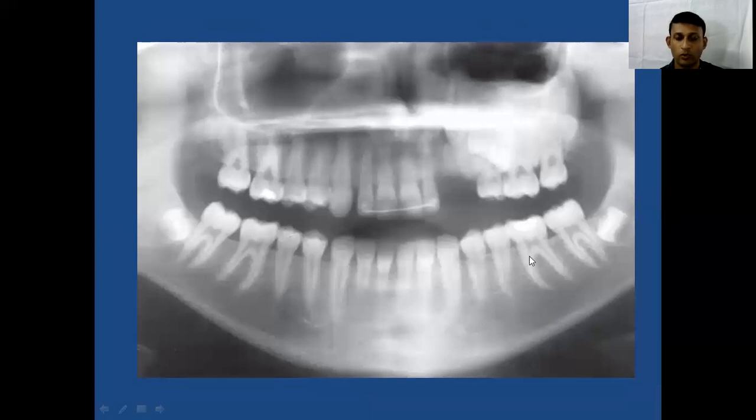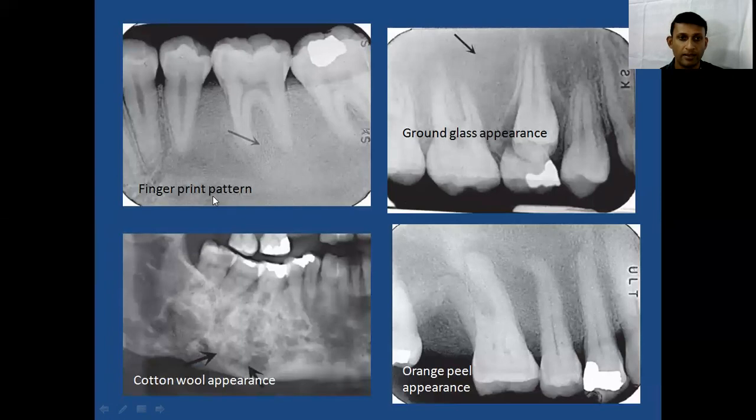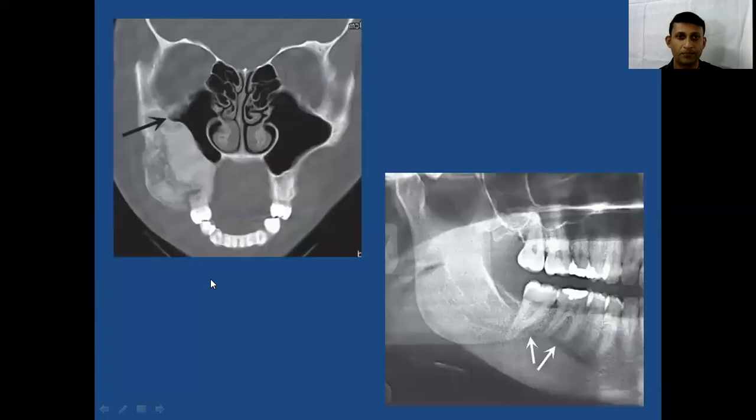This is again another OPG which represents fibrous dysplasia, which is interfering with the eruption of the canine in the second quadrant. These are other clear-cut examples of the fingerprint pattern, where you can see in the image an appearance of a fingerprint, and the second one is the ground glass appearance, and the third one is cotton wool appearance and orange peel appearance. So these are the various appearances of fibrous dysplasia which you can expect in the radiographic features of a patient where you are exposing it.